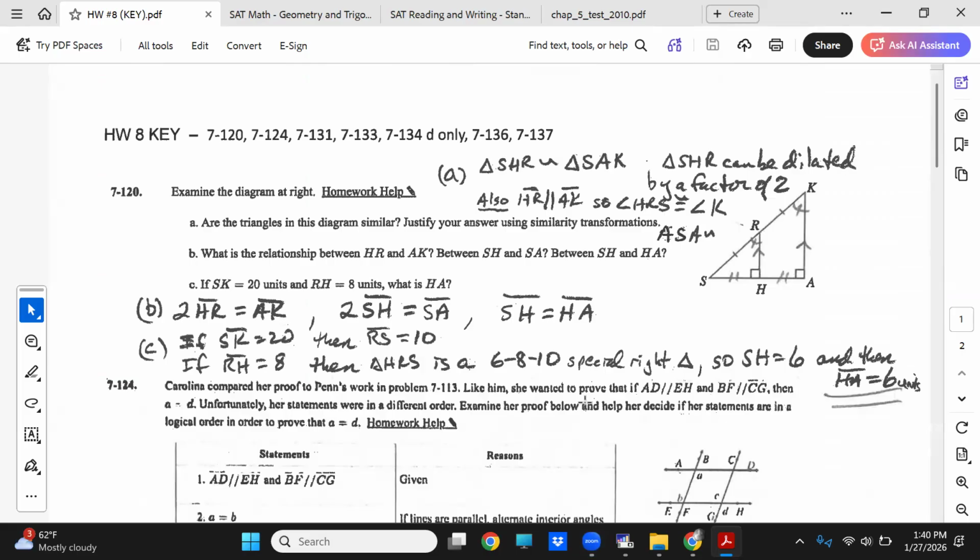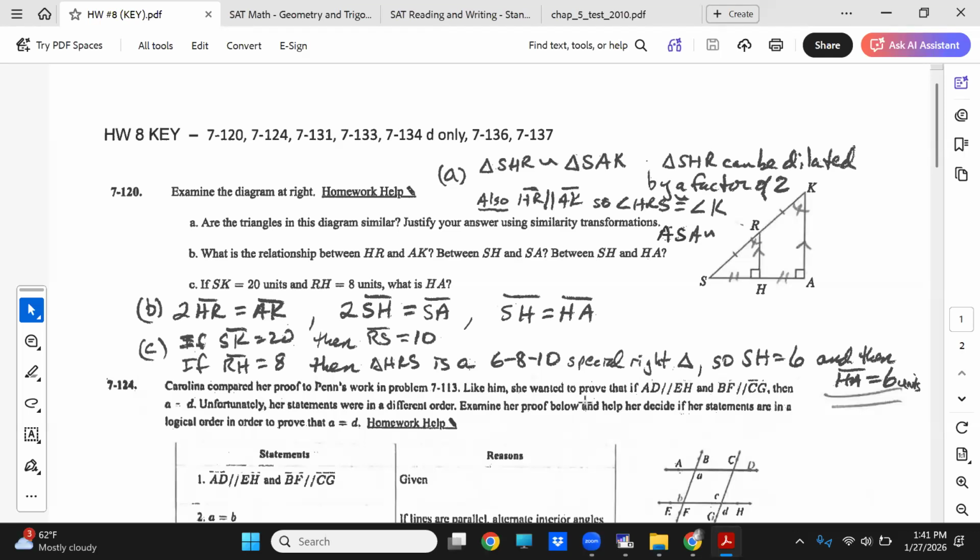So 7120 says examine the diagram at the right. So you have a triangle, right? And then you draw a mid-segment. Remember, mid-segment is when you cut the sides in half. So RH is cutting SK in half. It's also cutting SA in half. So are the triangles in this diagram similar?